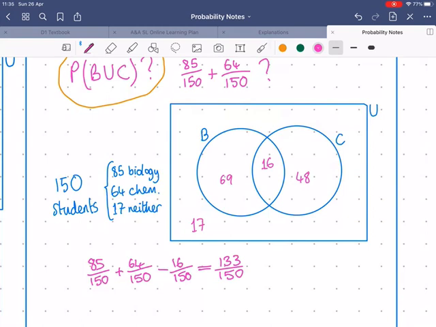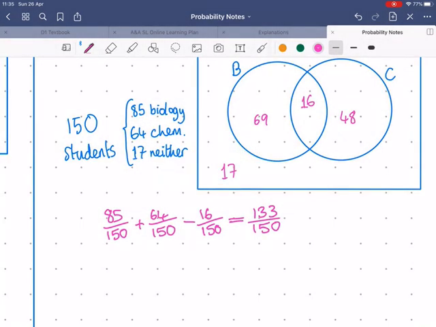Okay, you could say that this is the probability of a student studying at least one of biology or chemistry. Okay, biology, chemistry, or both. Okay, and it needs that special adjustment, subtracting one of the intersections, to avoid counting it twice.